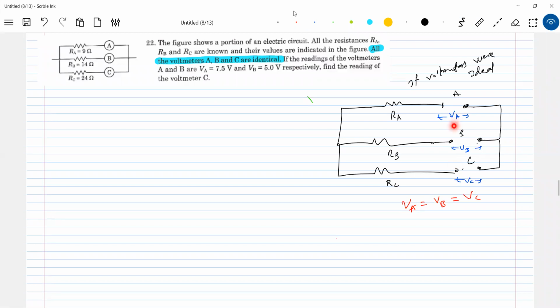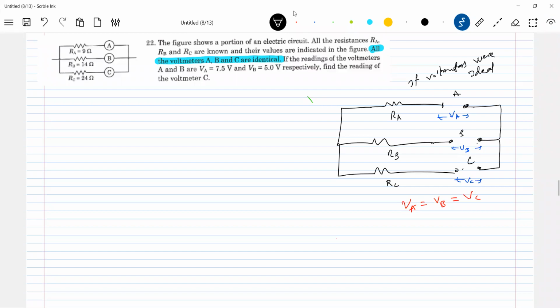Because what is a voltmeter basically? It's a resistor. That's all. It is just like one resistor which will also read the drop across it. If voltmeters were ideal, this would have been the case. Since VA is not equal to VB, they are not ideal. Now come to the real problem.